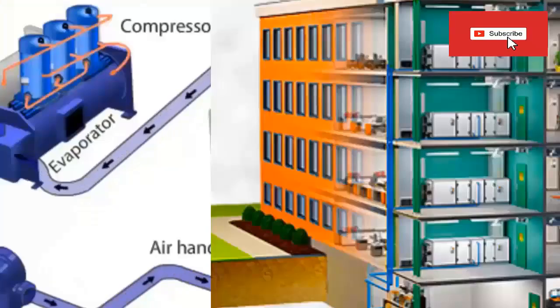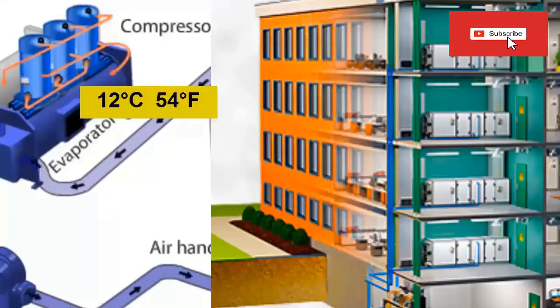Why is glycol needed in a chiller? We are going to explain in detail when the chiller's cooler can freeze. 1. The correct flow of water comes from the building in a liquid state, at a temperature of 12 degrees Celsius or 54 degrees Fahrenheit.